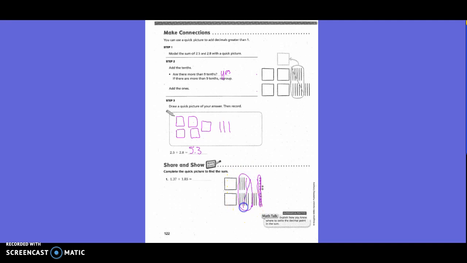And then put an X because then we're going to draw another flat or another box, right? So now, how many flats do I have? 3, and that's my whole number, right? So 3 decimal. How many longs do I have? 2. And how many small cubes do I have? 2. So my answer is 3 and 22 hundredths.